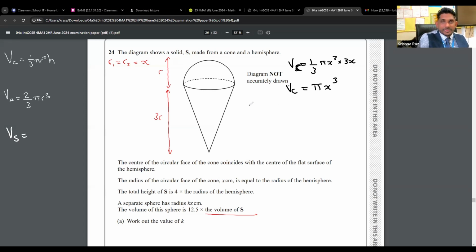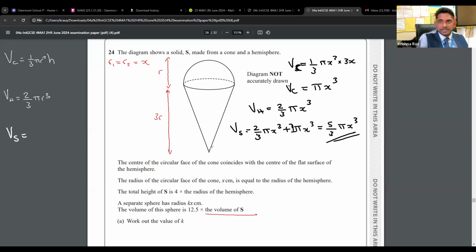And then the volume of the hemisphere is 2/3 pi x cubed. So the volume of S is 2/3 pi x cubed plus 1 pi x cubed, which is going to be 1 plus 2/3 is 5/3 pi x cubed. So that's the volume of S.